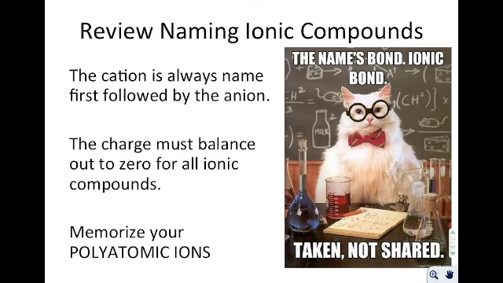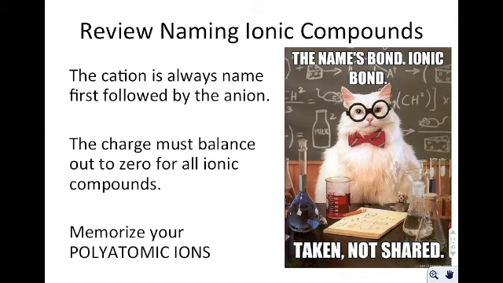Now, we need to review naming ionic compounds. You're familiar with these. You should know them. You should have already memorized your polyatomic ions, and we're ready to go. But the cation is always named first, followed by the anion. And you need to make sure that whenever you're writing out the formula, the charges balance out to 0.